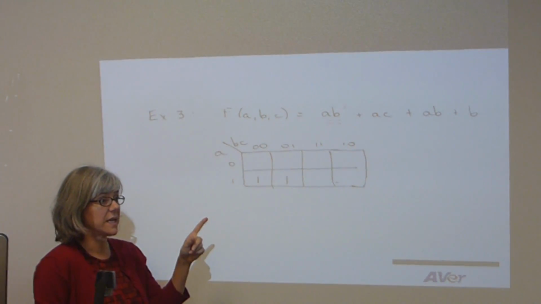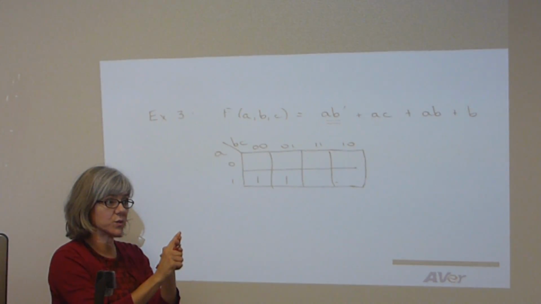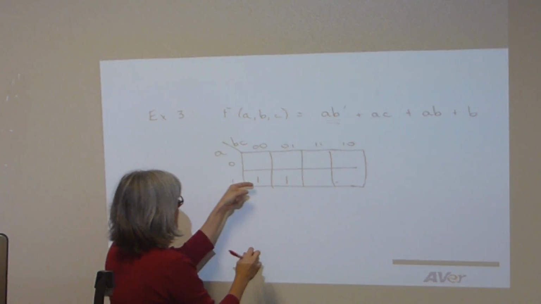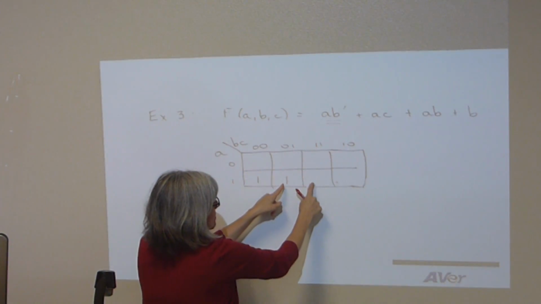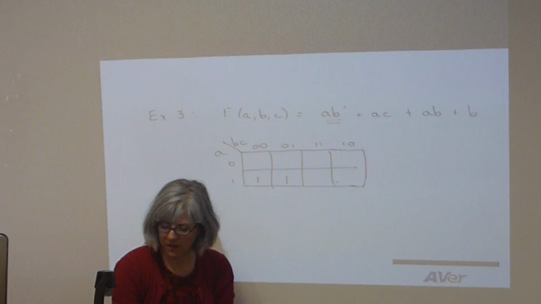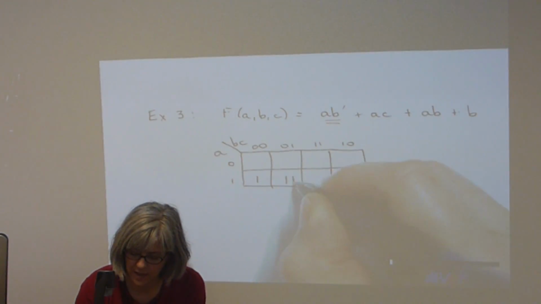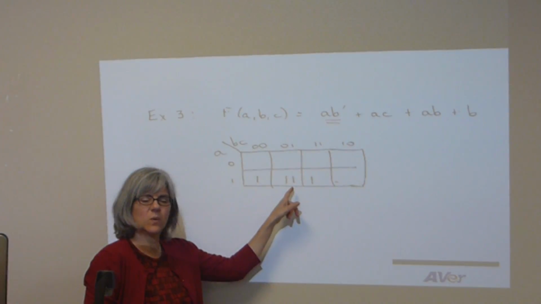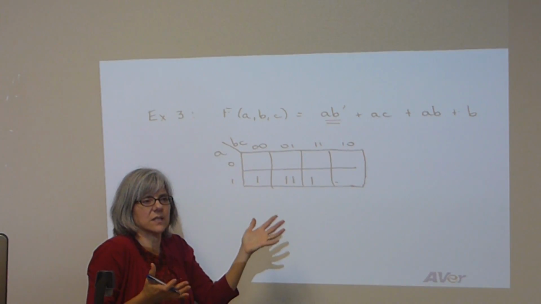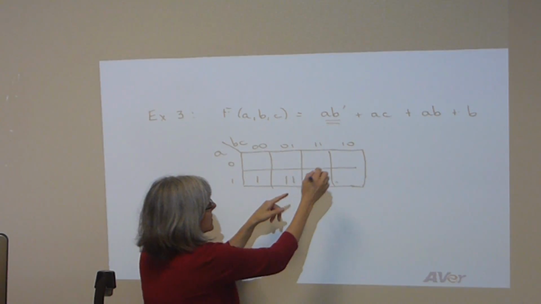Okay, so AC, that's where A is 1, and C is 1, and B doesn't matter. So A is 1, C is 1, B doesn't matter. So I'm going to go ahead and try and draw those in. Now I'm going to put an extra 1 there. It's not an 11, it just gets tagged more than once. That's okay. So that was this one.